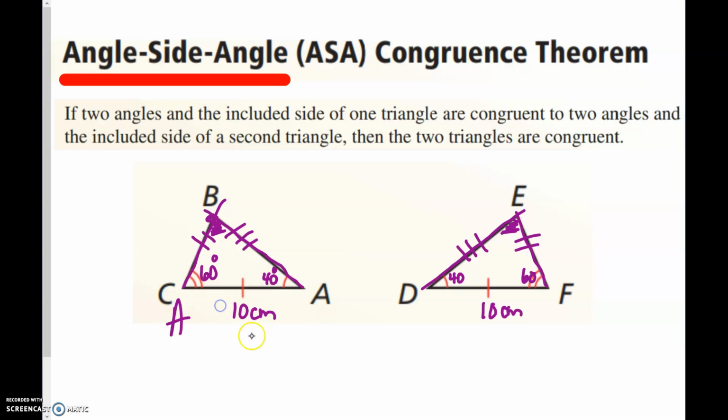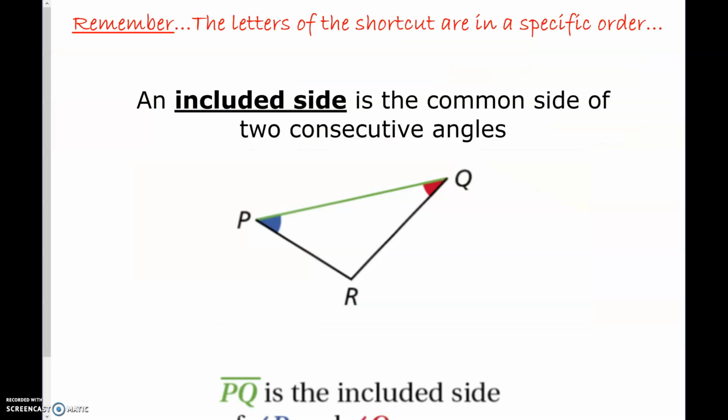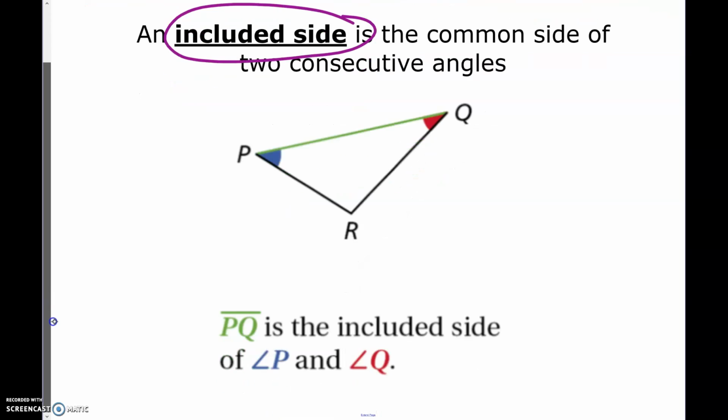So what stipulations did we give you? An angle, the included side, and the other angle. So angle, side, angle. All right, so remember the letters are in a specific order. So in this particular case, we're giving you the included side.